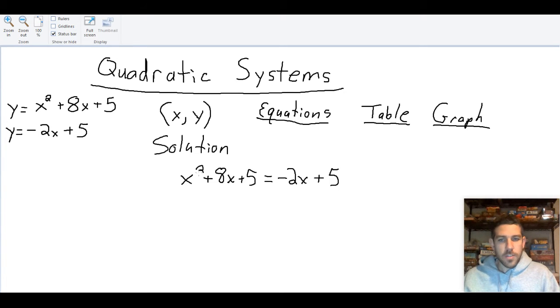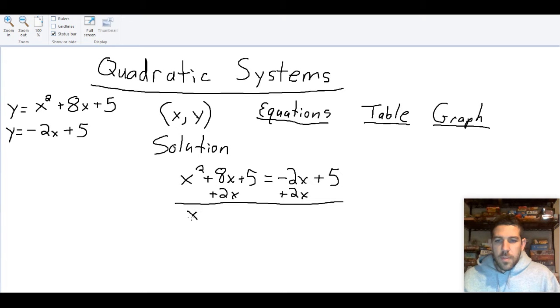Well, now we're going to use all of our solving skills that we've learned. This has a quadratic in it, so we know when solving quadratics, we want to set it equal to 0. And right now, this quadratic expression is not equal to 0. It's equal to negative 2x plus 5. So let's set it equal to 0 by using inverse operation. We can add 2x to both sides of the equation to get rid of that negative 2x.